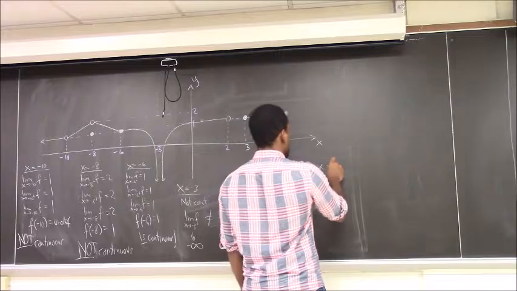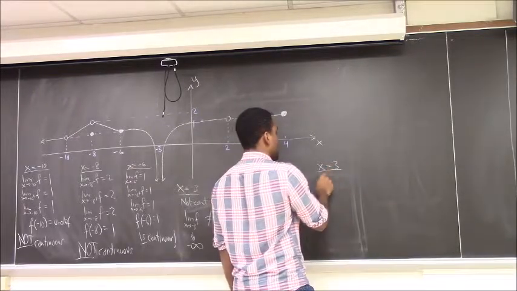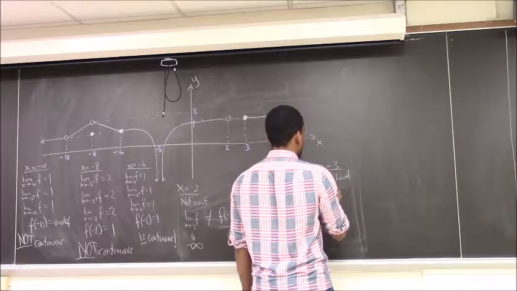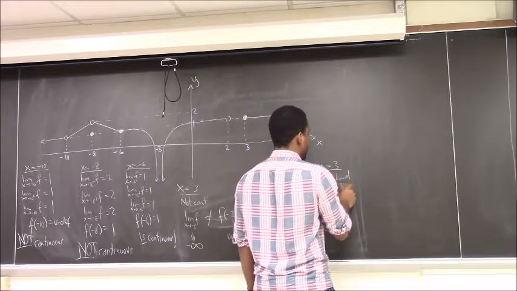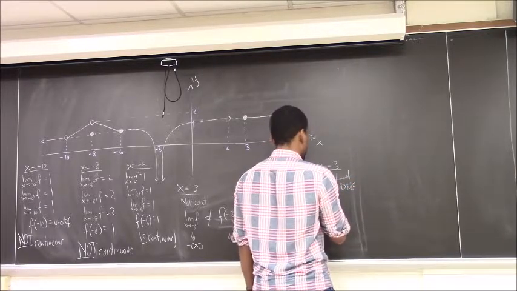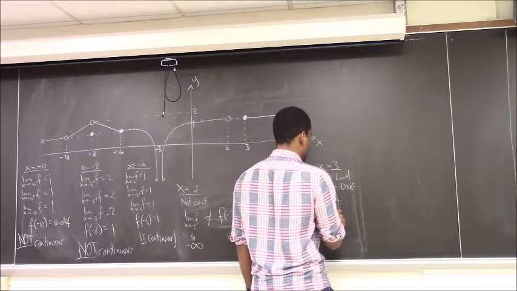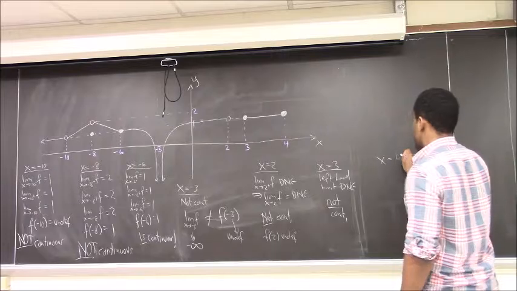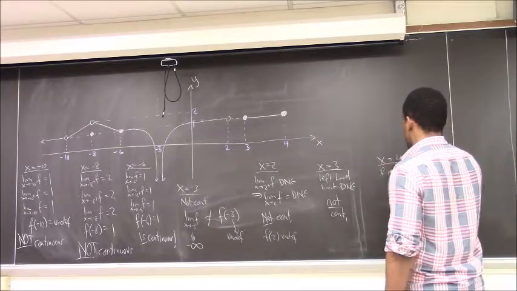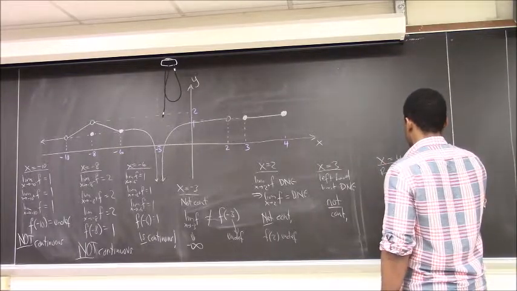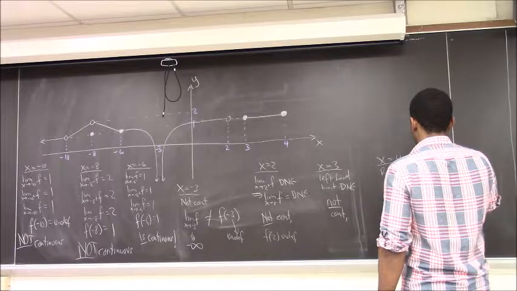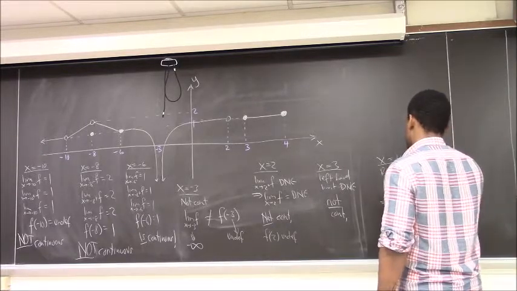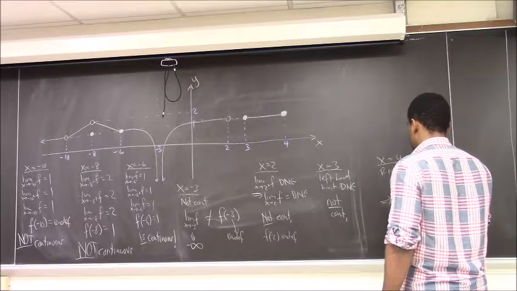X equals 3, a similar reasoning. The left-hand limit does not exist. So it's not continuous. For 4, the right-hand limit does not exist. So again, that's also not continuous.